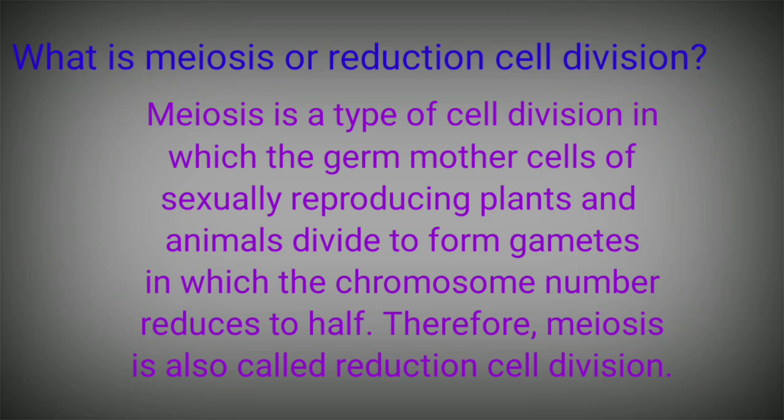Here, the chromosome number, or the total content of the DNA, gets reduced to half, and that is distributed to the daughter cells equally, and therefore the daughter cells possess half the number of chromosomes, and in that way we find the gametes have the haploid set of chromosome number.